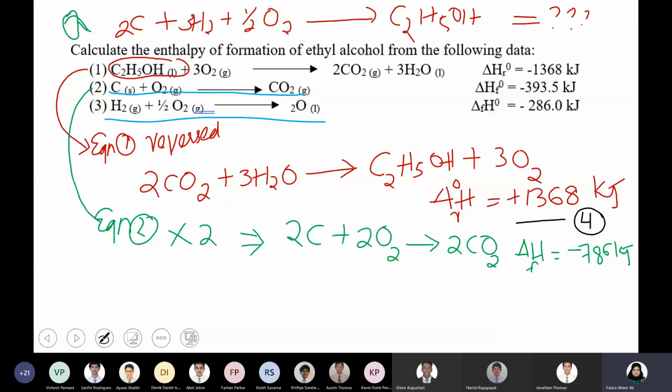And the second equation, when you compare with what you have to find out, you found that the number of carbon atoms is not matching. So you have to multiply the equation two times so that the number of carbon atoms matches. Ma'am, you wrote delta F over here. It should be delta R because it's formation of only 1 mole, right?